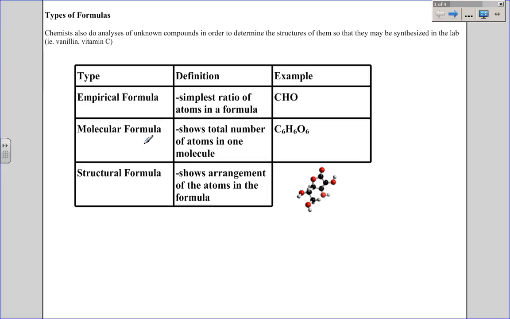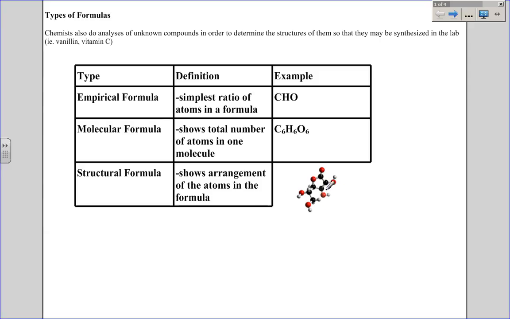The molecular formula is the formula that you're most used to using, and that's the one that shows the exact number of atoms that are in a particular compound. As you know from organic chemistry, we can draw structures of compounds, and the structural formula shows the arrangement of the atoms. So ultimately, we want the structural formula.